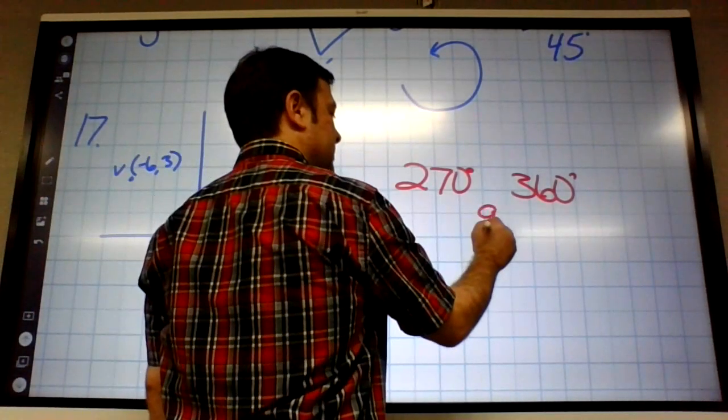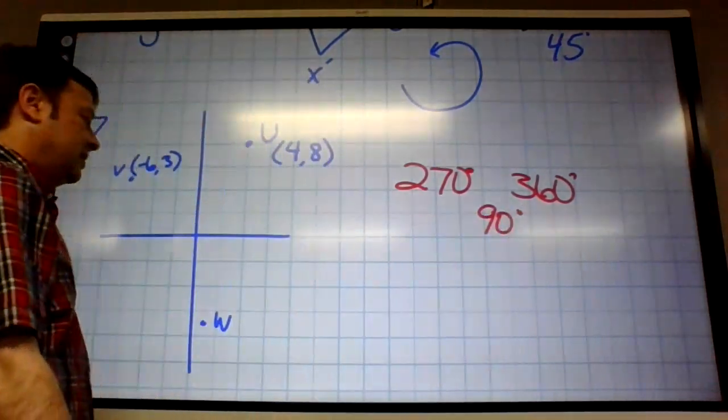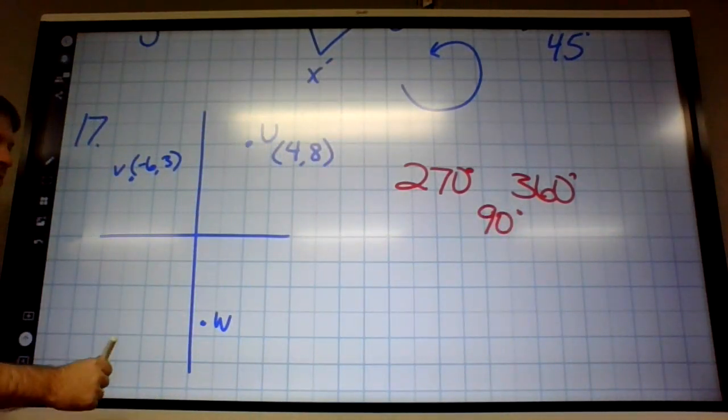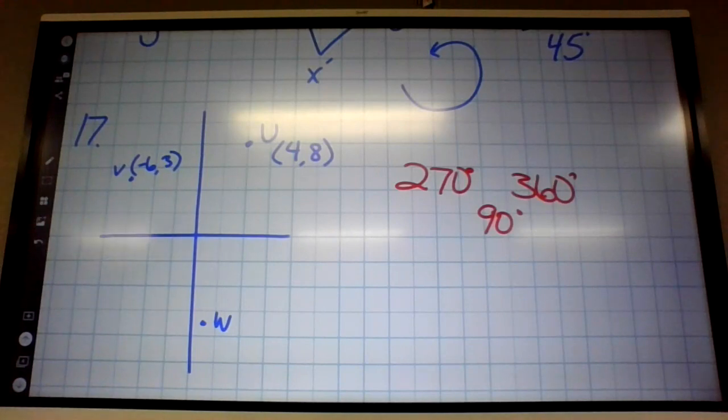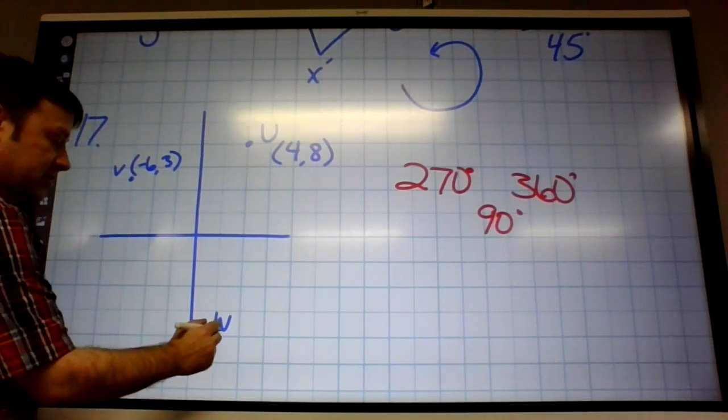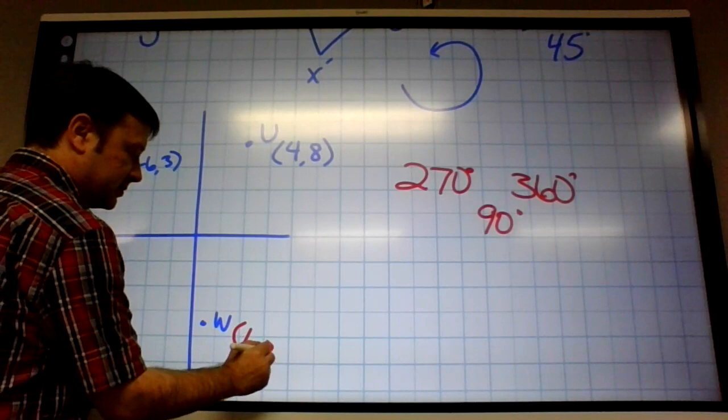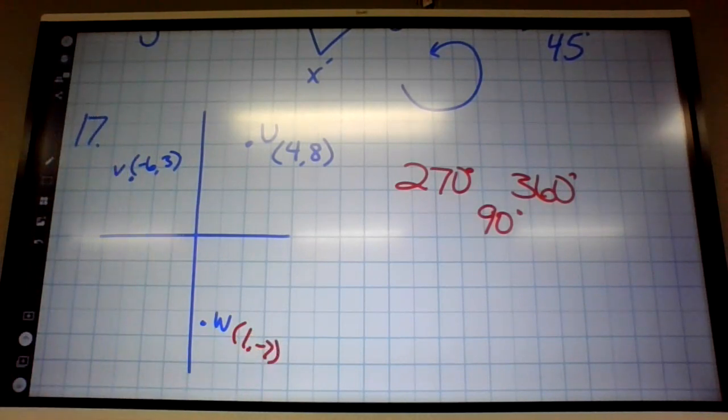Did you make yours smaller? I'm counting by twos because that's kind of big. W is at 1, -7. Can we do that? Of course.